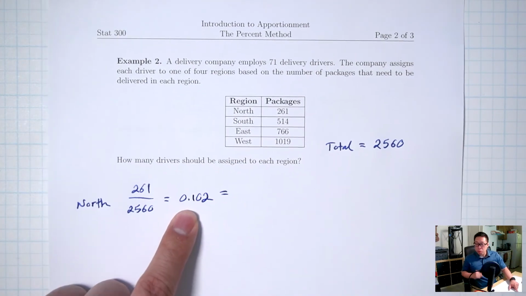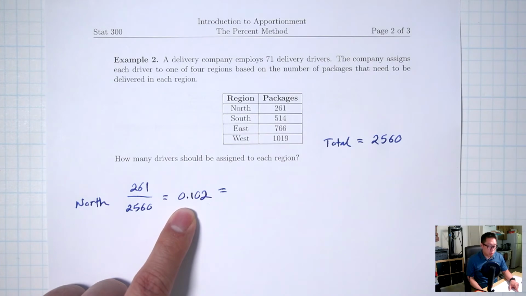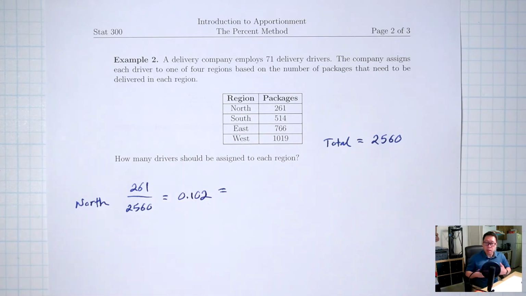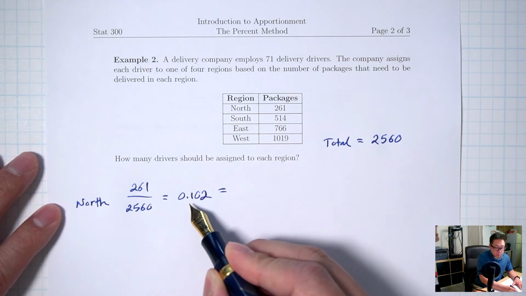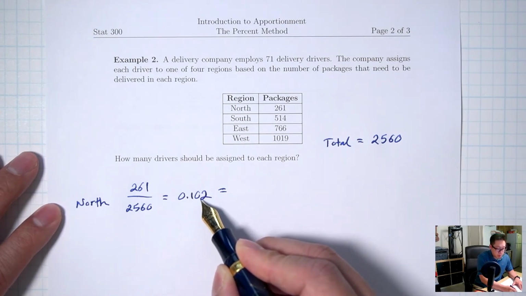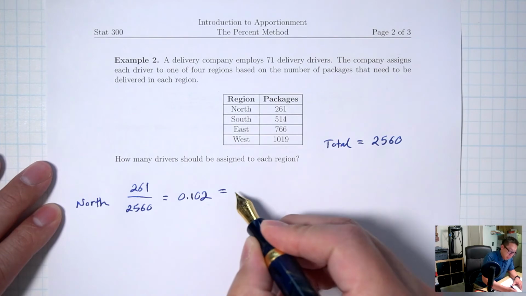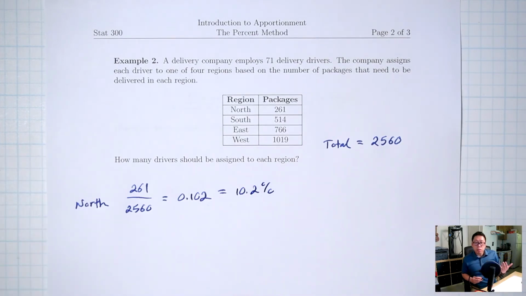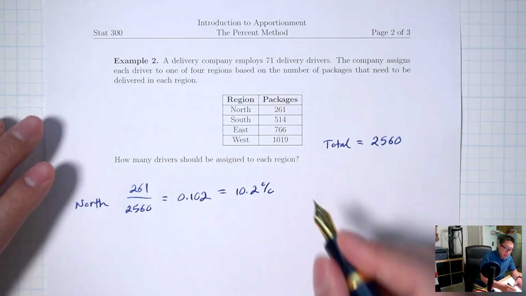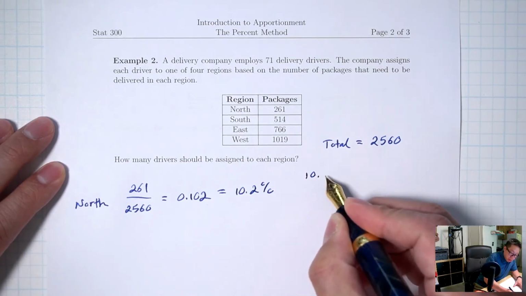That's as a decimal. What percent is that? So 0.102 as a percent, multiplied by 100, which is the same thing as moving the decimal point 2 to the right. So 2 to the right, you'll be at 10.2. The north has 10.2% of the total packages, which means they should probably get 10.2% of the drivers. So 10.2% of the drivers.